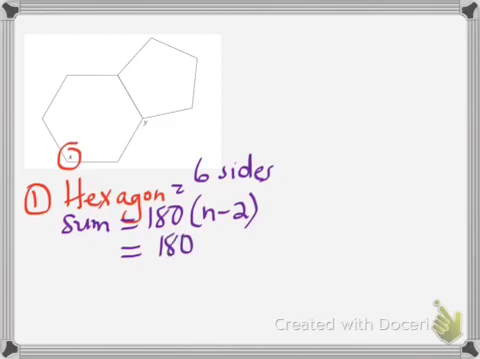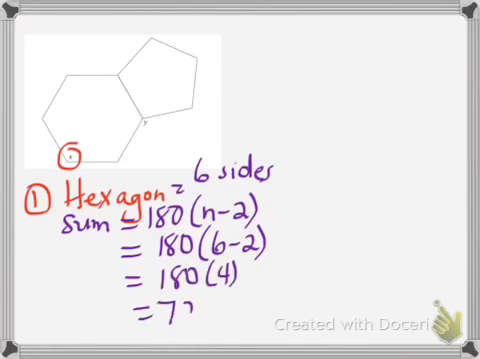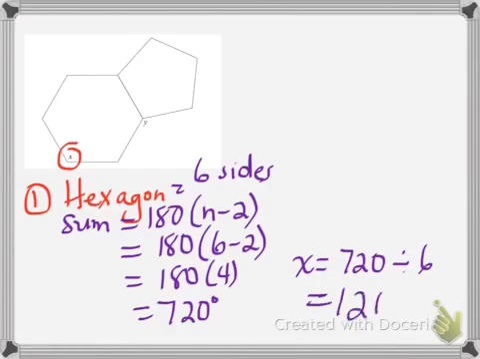So 180 times 6 subtract 2 goes into the formula. 180 times 4 is equal to 720 degrees. We're not done until you take 720 and divide it by the 6 sides. It's a regular hexagon, which means all the angles are the same. So 720 divided by 6 equals 120 degrees. So x is 120 degrees.